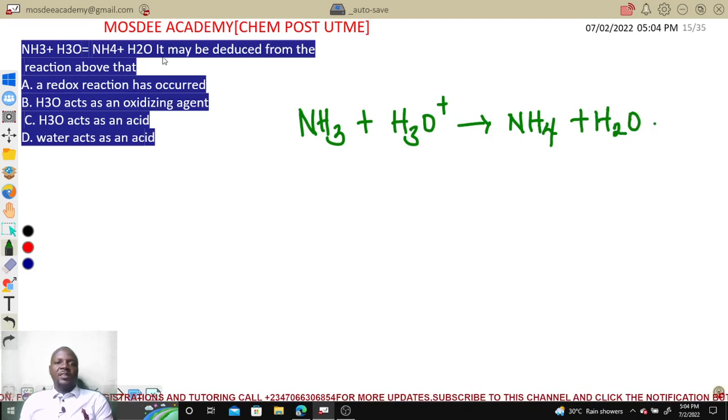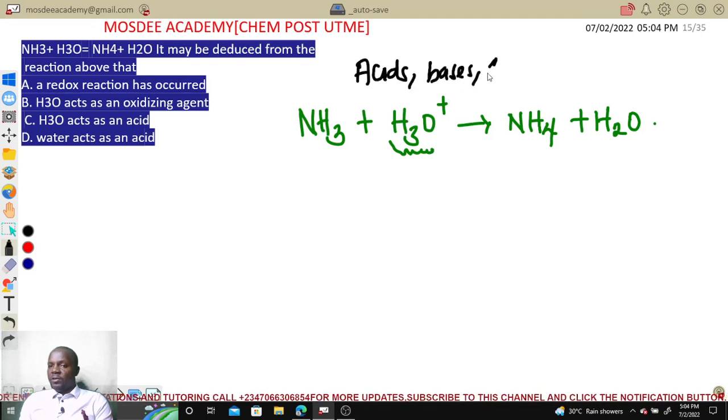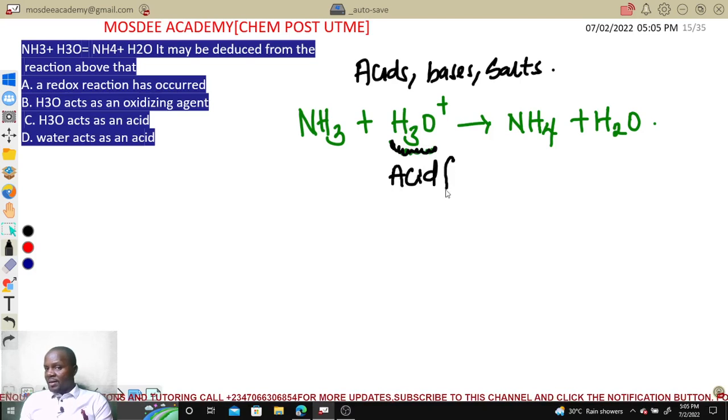So the question asks, it may be deduced from this reaction above that a redox reaction has occurred. This is not a redox reaction, because if you can recall the concept of acids, bases, and salts, you were told that any substance, now this is taken to be an acid. This is an acid. In fact, we call it a Bronsted-Lowry acid.